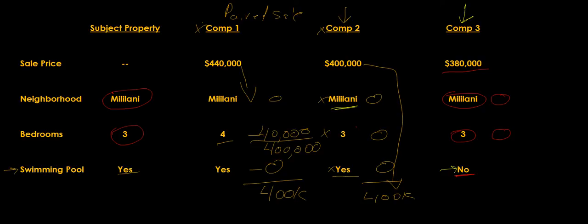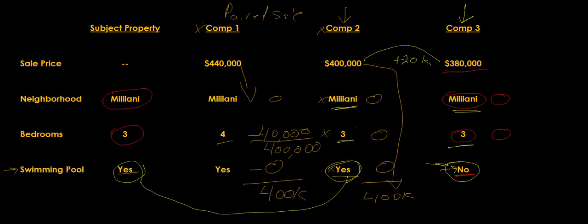Comp 2 is in Mililani, and so is Comp 3. Comp 2 is a 3-bedroom, and so is Comp 3, but Comp 2 has a swimming pool and Comp 3 does not. So what's the value of a swimming pool? If you're trying to take a comparable that does not have a swimming pool and adjust it to one that does, what's the difference? Well, the difference in the sale price is between $400,000 and $380,000. So in other words, comparable number 2 sold for $20,000 more than comparable number 3. And so it has a swimming pool just like we have a swimming pool.